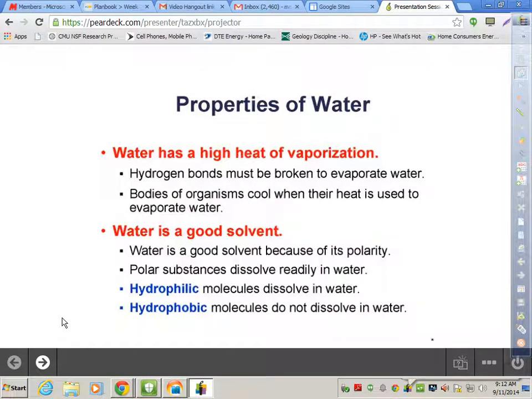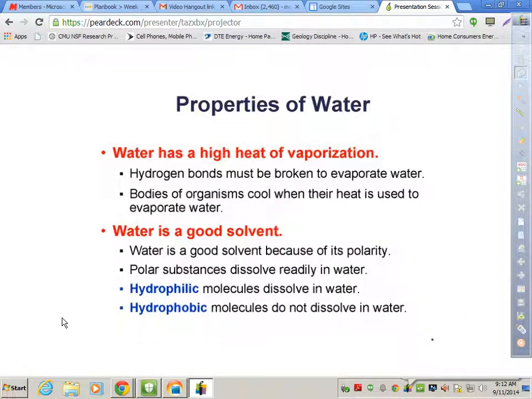Now water has that high heat of vaporization, and this is where you guys wanted me to pick up. The bonds must be broken to evaporate water. I know you understand basic chemistry and evaporation. But the bodies of organisms cool when their heat is used to evaporate water. That's how we get rid of heat, because water has bonds in it and has the ability to store heat energy. If we get rid of water that's storing the energy, obviously we get rid of the heat too. So we use that as a homeostatic mechanism.